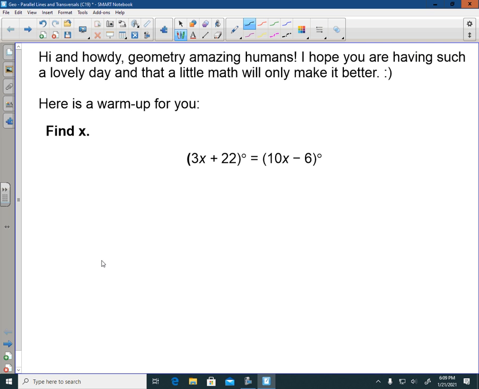The way I would start this problem is by subtracting 10x from both sides. But you could literally do any one of four possible things. You could subtract 3x from both sides. That could be a good starting place. You could subtract 22 from both sides, sure. I'm going to subtract 10x. I have my reasons. And then you can also add 6 to both sides. And all of those are legitimate first steps.